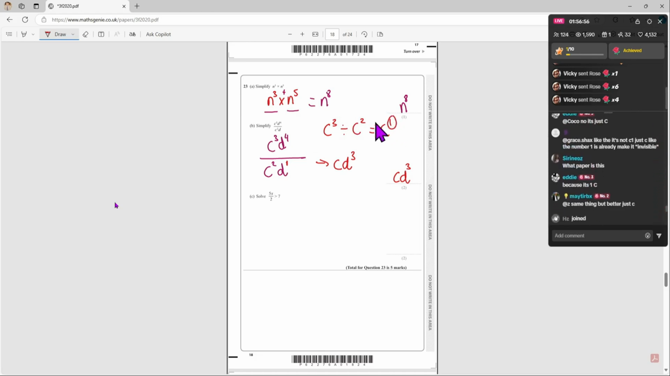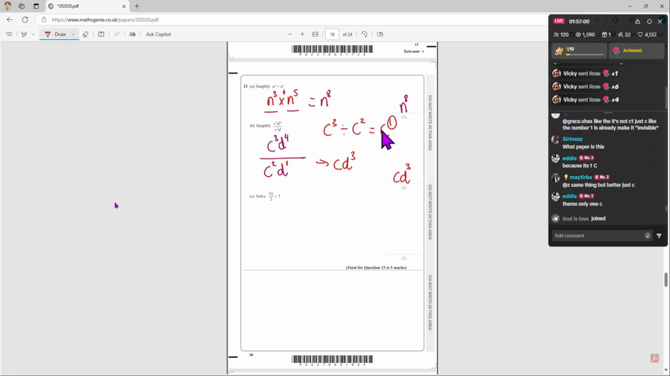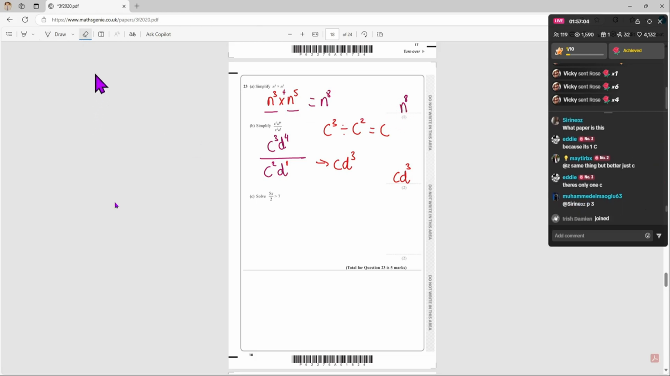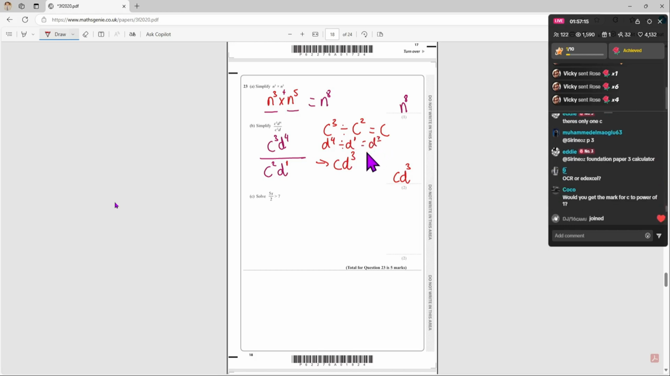Now this one, you would not write when you write your final answer, because this is not in the simplest form. So we'll just write c. And then d to the power of 4 divided by d to the power of 1, the invisible 1, you get d to the power of 3, and that will be your answer. Just write it together, okay?